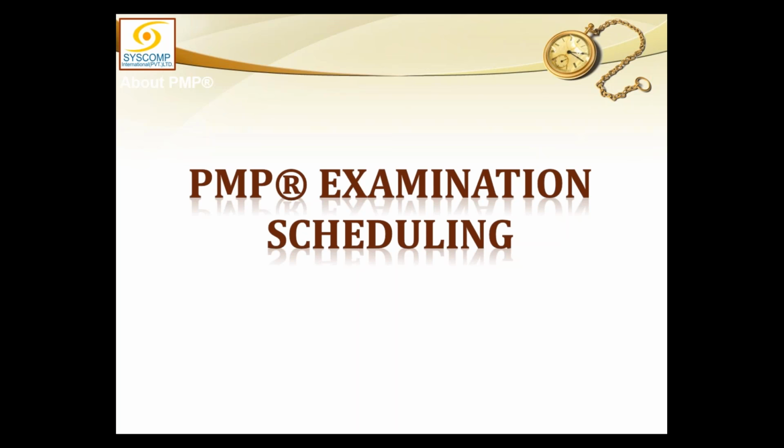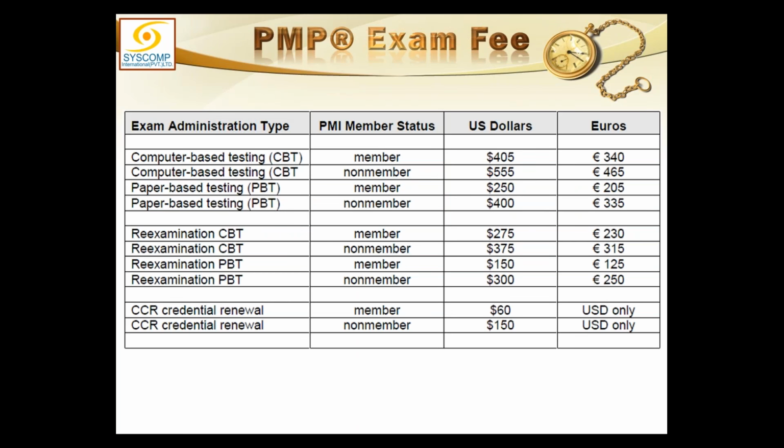Okay. Right. Examination scheduling. I have already defined most of the things from the examination scheduling. The fee for the exam for a member of PMI is $405. But if you are not a member, you have to pay $555.